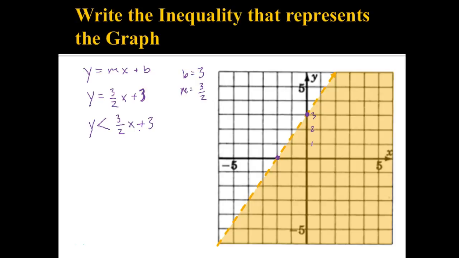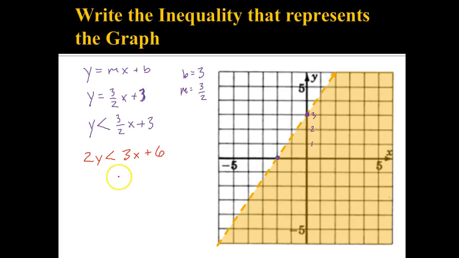That could very well be the answer. However, I want to take this one step further because if this is a multiple choice question, they're going to give you answers that look different than that. So we might put this into what we call standard form, where there's no fractions and x and y are on the same side. I would first multiply everything by 2, and I get 2y is less than 3x plus 6. So that is another fine representation of this line.